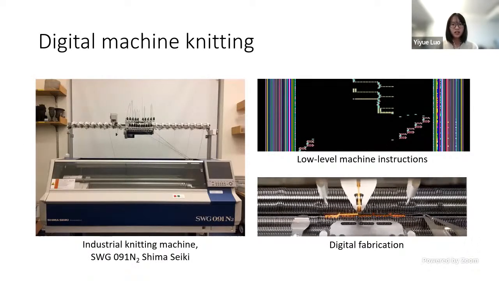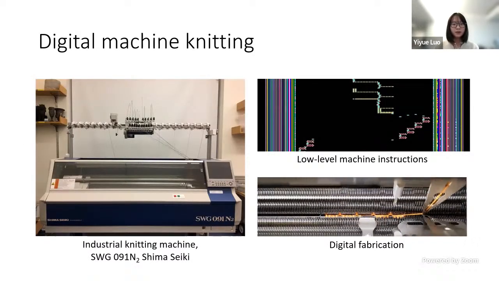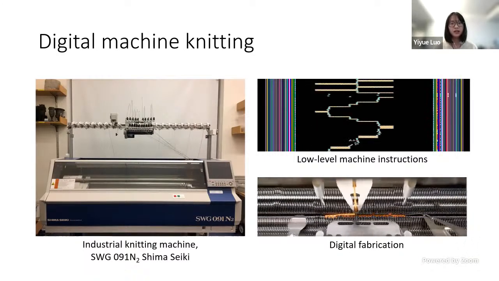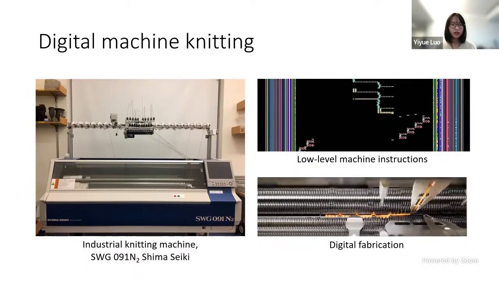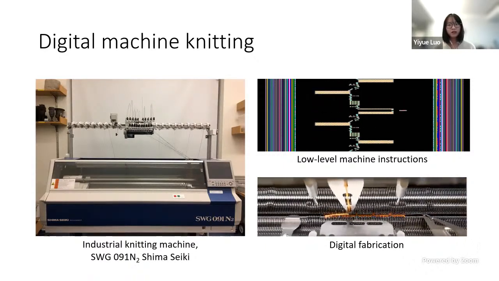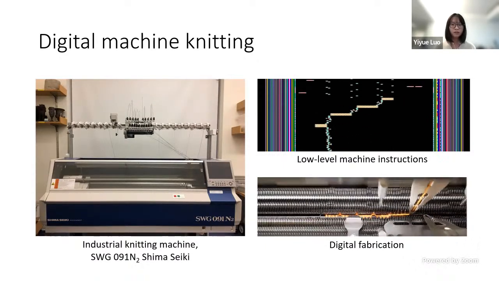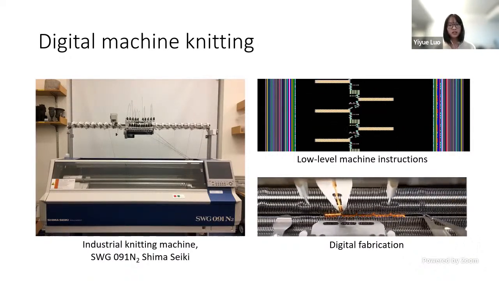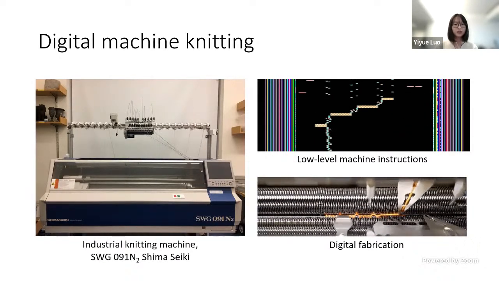Digital machine knitting is one of the most popular textile manufacturing methods in the textile industry. Given user-specified low-level instructions, it generates fabrics by forming loop-over-loop structures automatically. It offers an additive textile fabrication process in a computational manner.